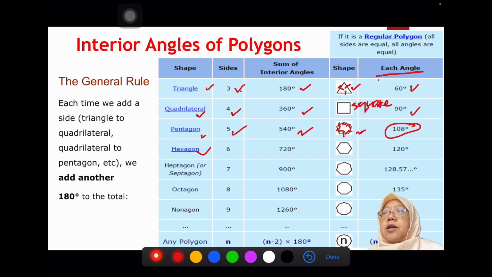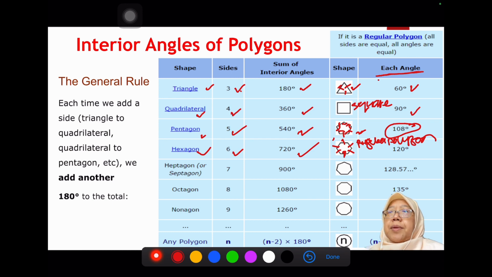For hexagon, it has 6 sides. The sum of interior angles is 720 degrees, and you can see that the shape is like this. It is a regular polygon. So that means all the sides will have the same length. This side, this side, this side, this side, this side, and this side.